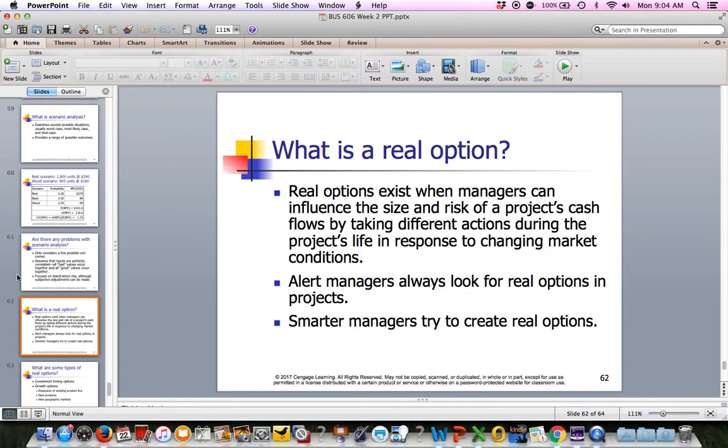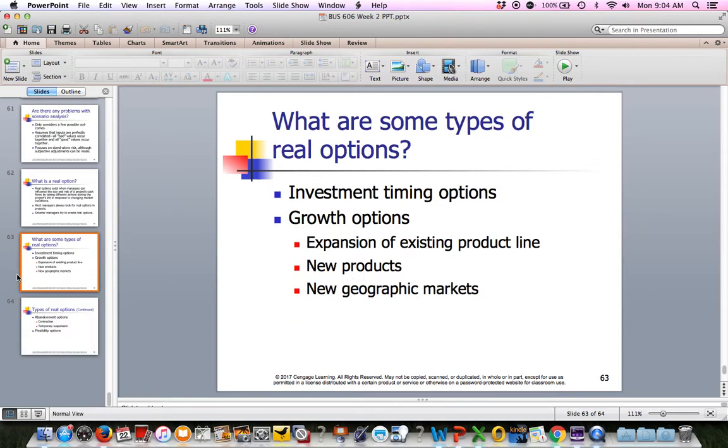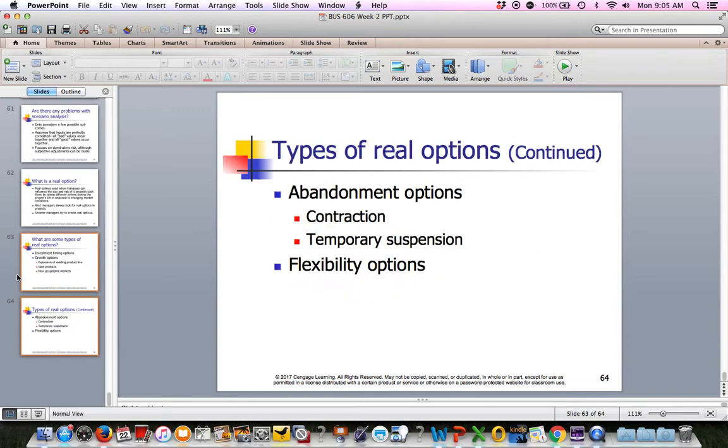What are some actions that we can take during the life of the project to make the numbers come out better? Okay, so that's really what the point is. Of course, the more options we have, the better off we are. So investment timing, expansion, new product lines, new markets are all kinds of options we can look at too.